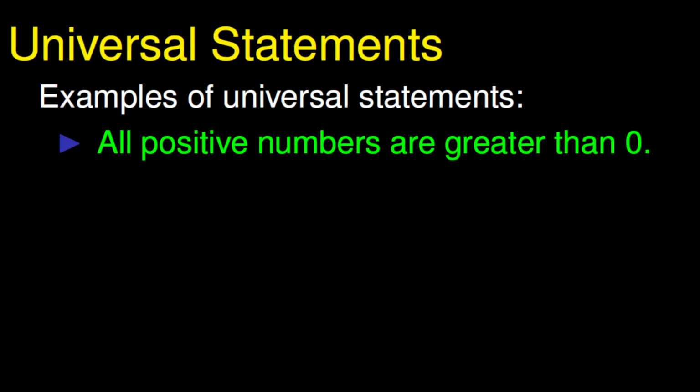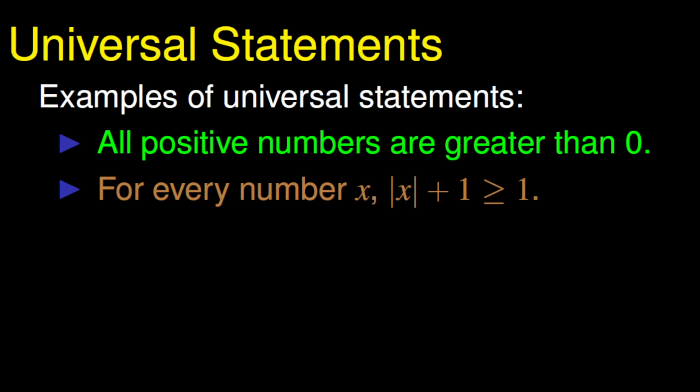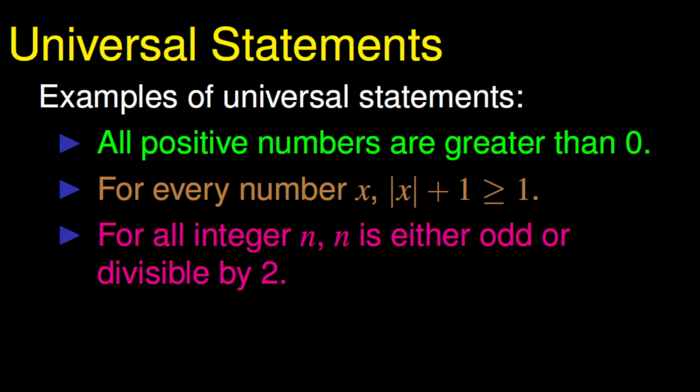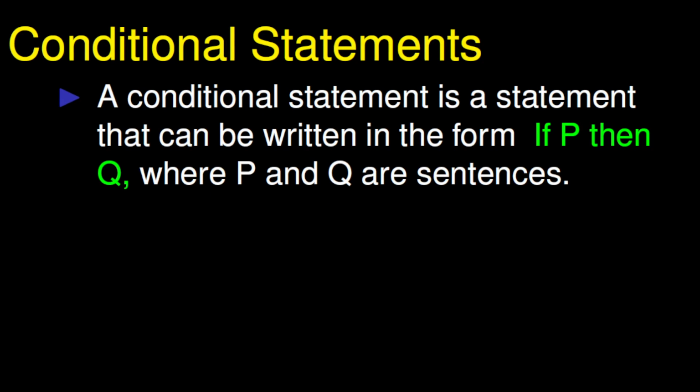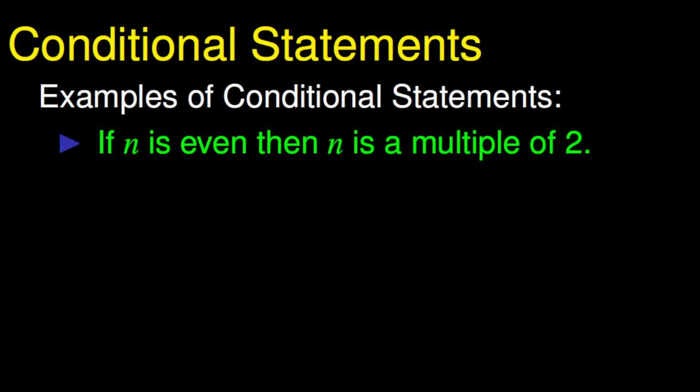All positive numbers are greater than 0. For every number x, the absolute value of x plus 1 is greater than or equal to 1. For all integers n, n is either odd or divisible by 2. A conditional statement is a statement that can be written in the form, if p then q, where p and q are sentences. Let us review some examples of conditional statements.